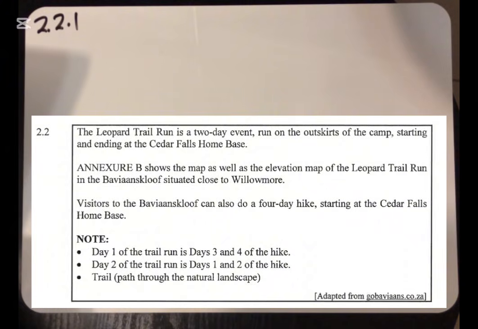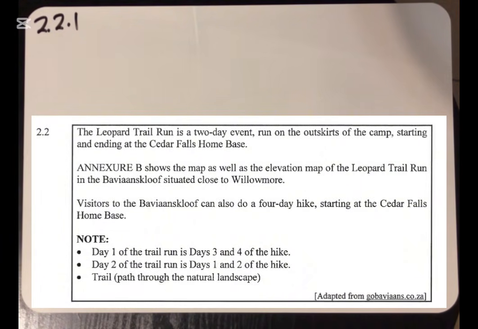Note, day 1 of the trail run is days 3 and 4 of the hike. Day 2 of the trail run is day 1 and 2 of the hike. Trail only means the path through the natural landscape. Use annex chart B and the information above to answer the following question.